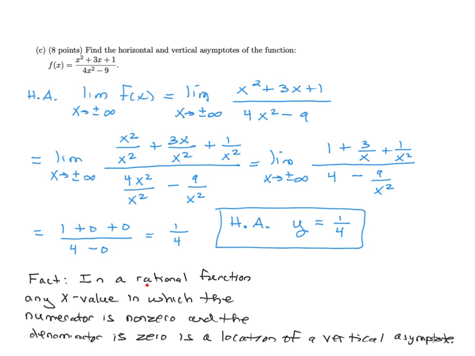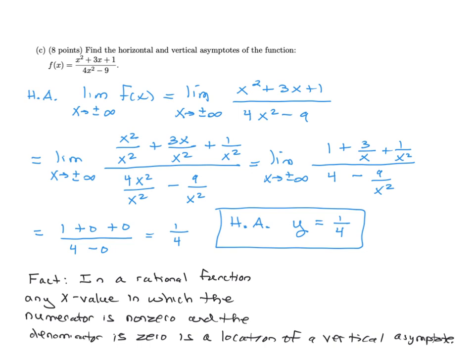Now that we have this fact stated, what I'll do is look at the denominator of this function. I'll set it equal to 0 and solve for x. I'll check to see if those numbers make the numerator non-zero. If this is the case, this will mean that the two x values are the location of vertical asymptotes.